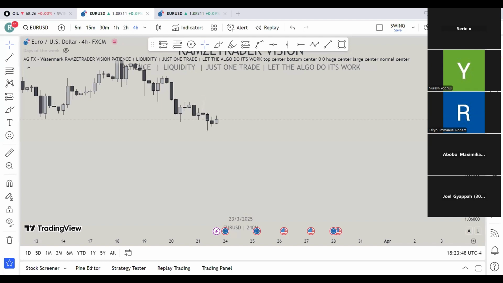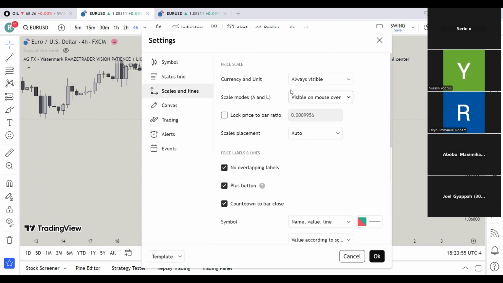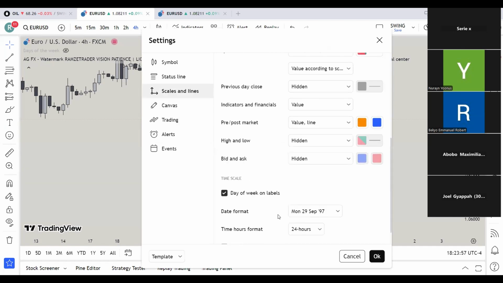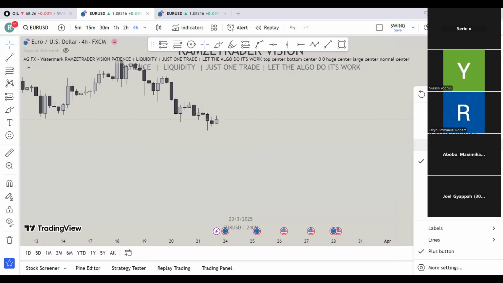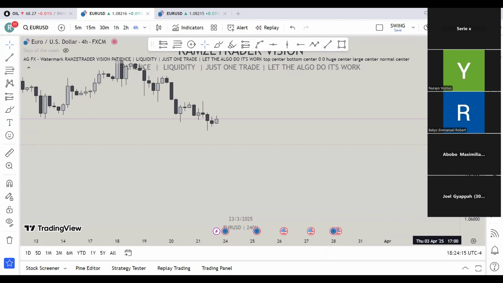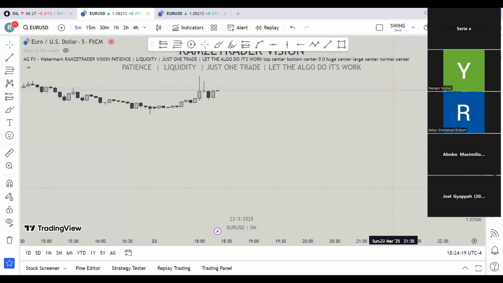So yeah, can you see the price here? Let me bring the ask and bid price. Where's the ask and bid price? Okay, let me go into the smaller time frame.